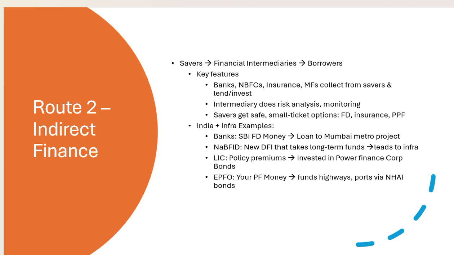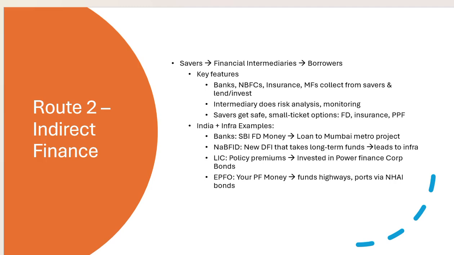Then NaBFID, a development financial institution, takes long-term funds and lends to infra projects. So NaBFID will be the intermediate entity. And then the LIC policy premium is invested in Power Grid Corporation bonds. So LIC charges the policy premium from you and invests it in the bond market to get the return. And the Employees' Provident Fund: your PF money is debited monthly from your salary. That PF money funds highway, port, and NHAI bonds.